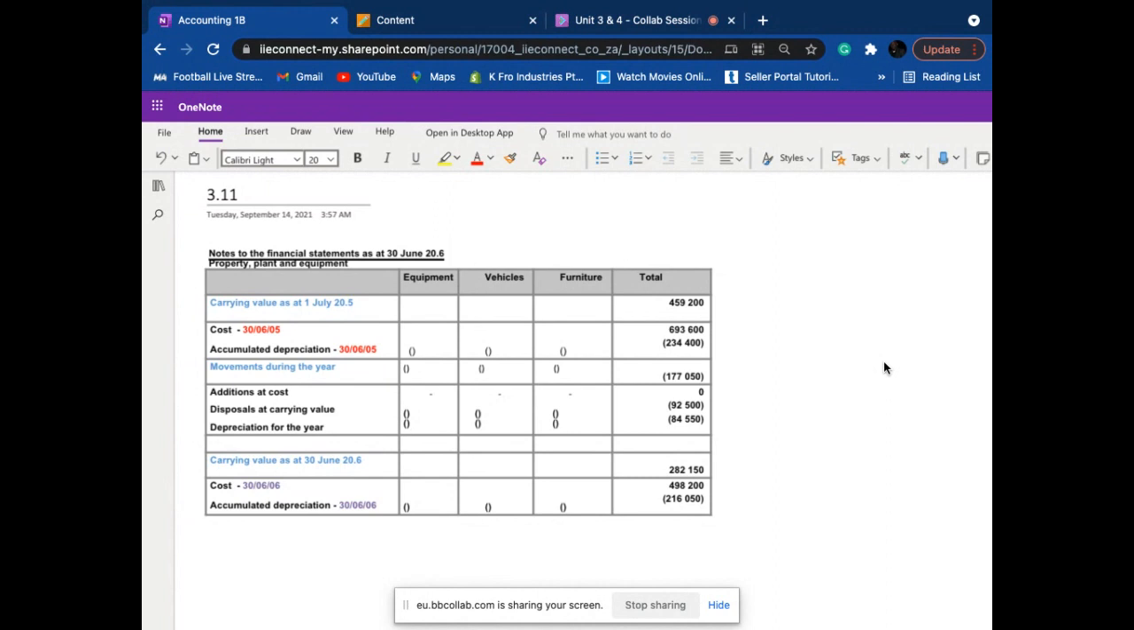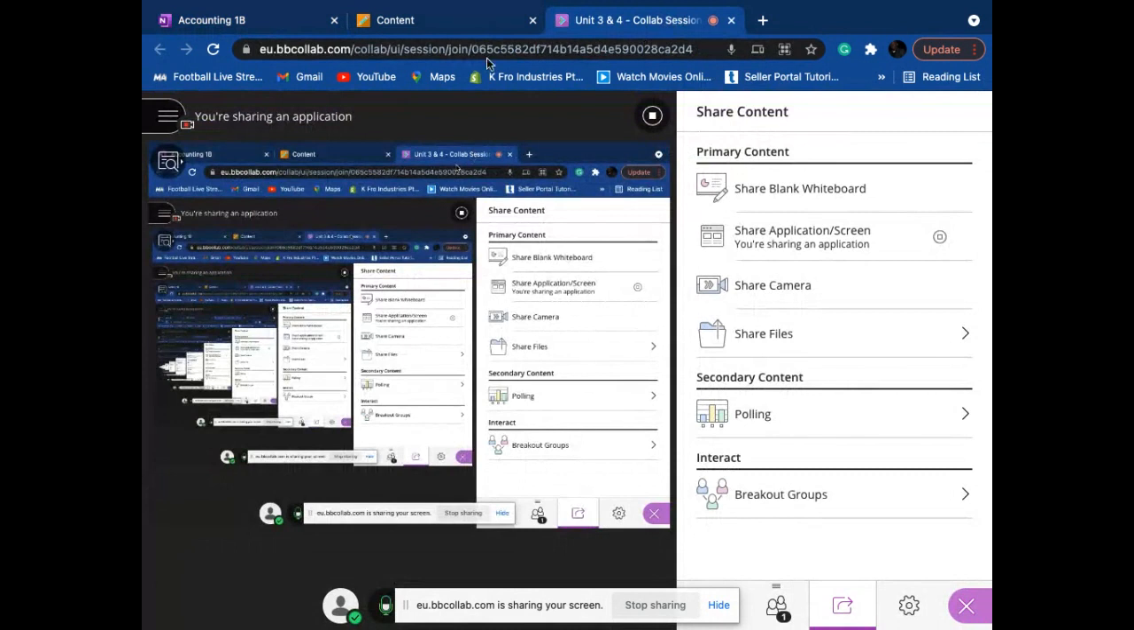Under the required, it says prepare the note for the financial statements that shows. Am I recording? Did I hit record? Please tell me I hit record. Okay, I am. Perfect.